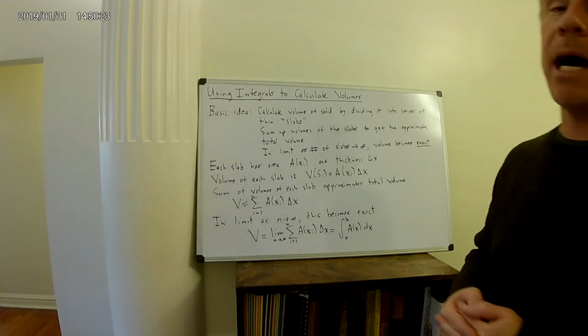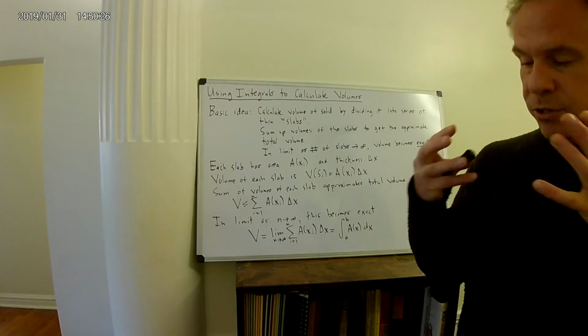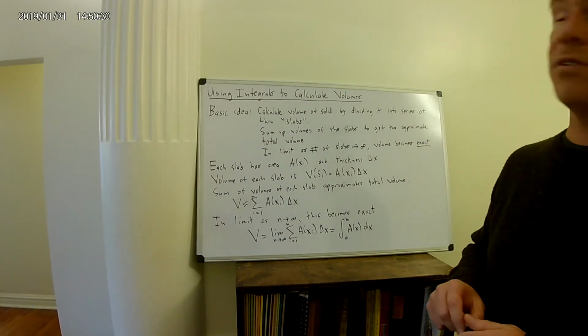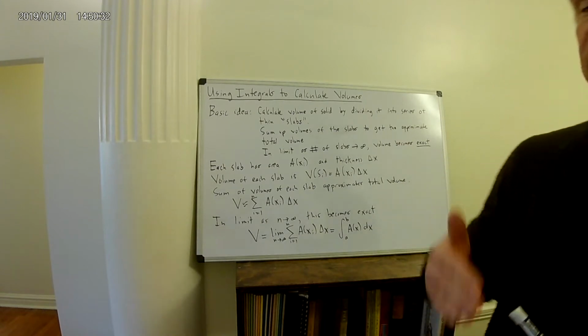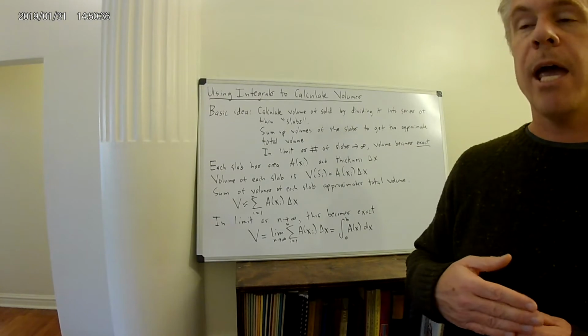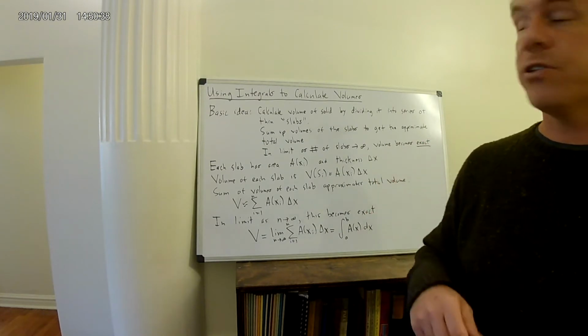The basic idea behind this is we're going to take our solid object and cut it up into a series of very thin slabs. Then we're going to calculate the volume of each of those slabs, add all those volumes up, and that's how we'll obtain the volume of our solid object.